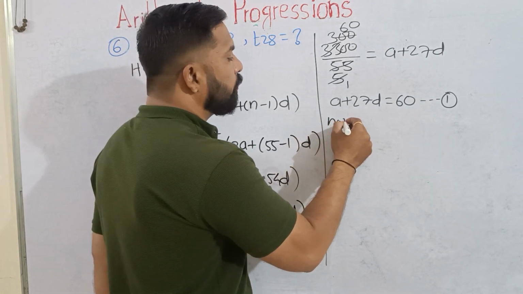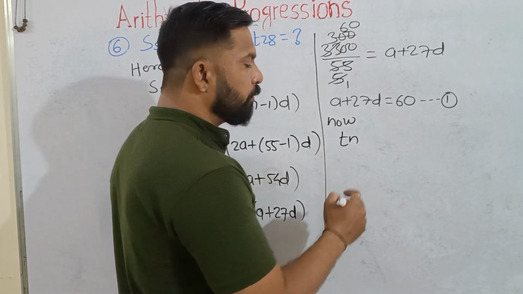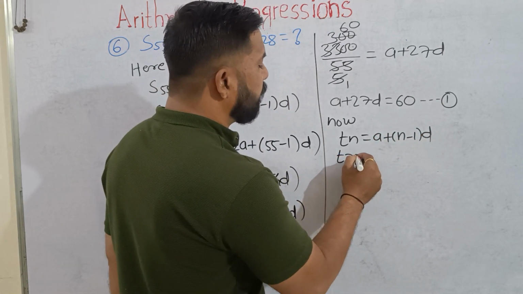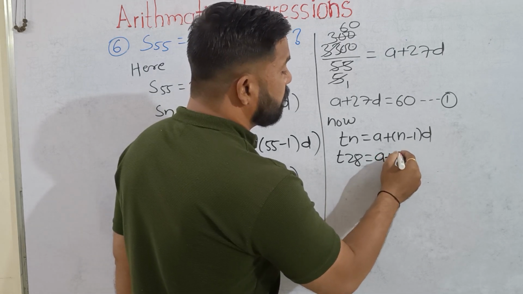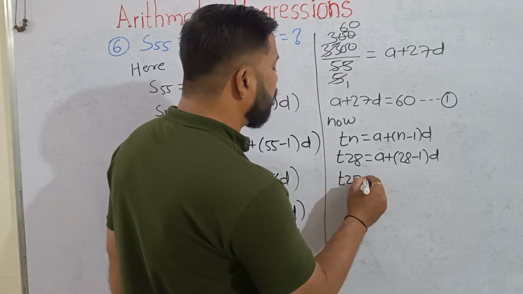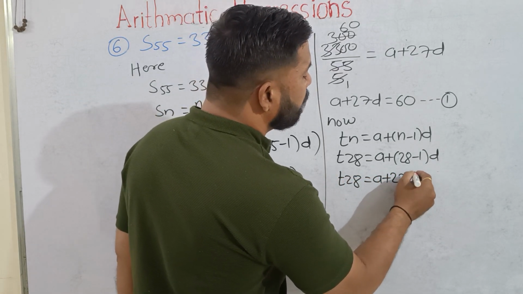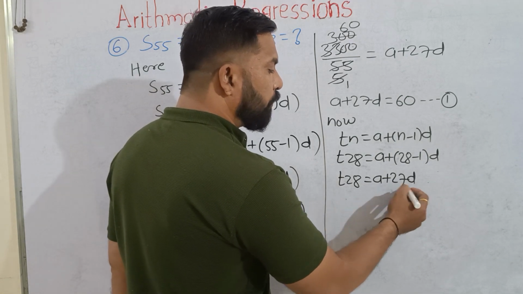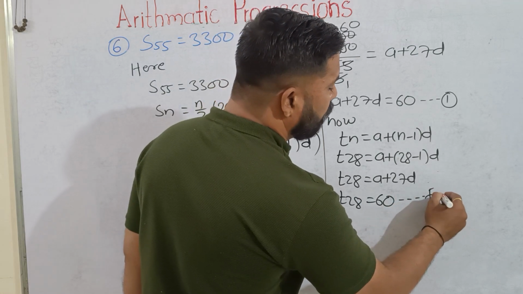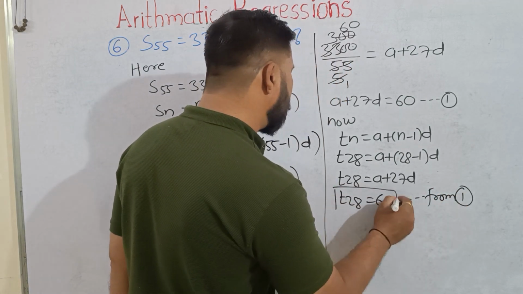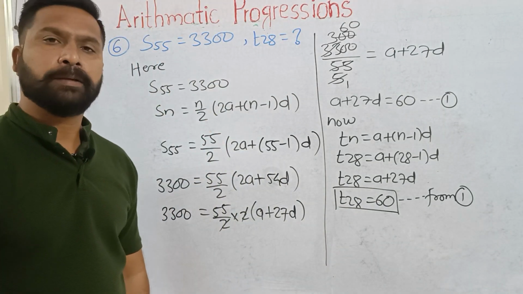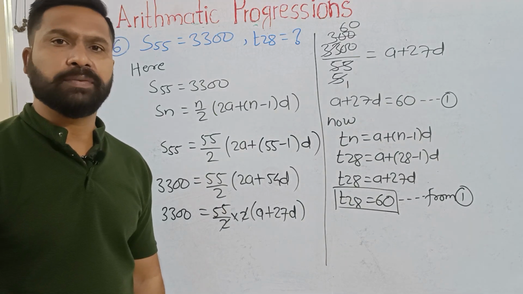Now we want to find the 28th term with the help of Tn, a plus n minus 1 into d. T28 is equal to a plus 28 minus 1 into d as it is. T28 is a plus 27d. What is the value of a plus 27d? Will you tell me? 60. With the help of what are we saying? From 1. This is how we can find the 28th term if the sum of 55 terms of the same arithmetic progression is given. Okay?